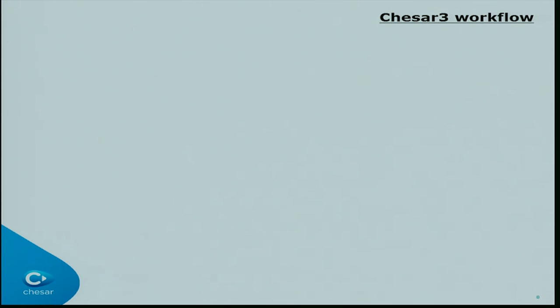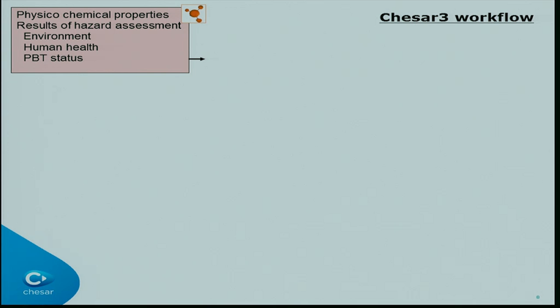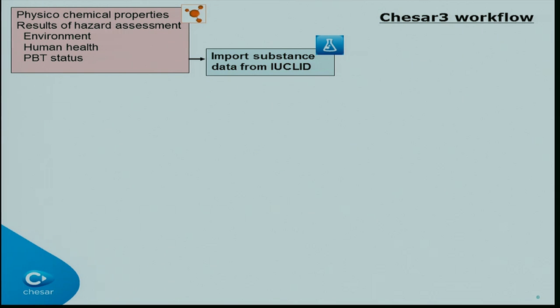Another view of the assessment workflow in Chesar with a bit more details. So starting again from Euclid, reporting all the physical chemical properties which impact on the fate of the substance, for example, and the result of the hazard assessment for the environment, for human health, and the PBT status. So this is all reported in Euclid and then imported in Chesar from Euclid in this box 1. It's also possible to import and export a full assessment from one Chesar instance to another Chesar instance.